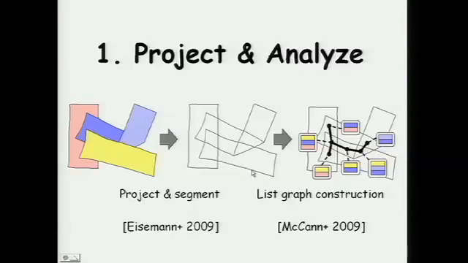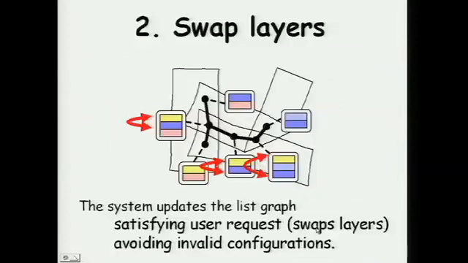And then we swap layers. This process is the main part of the algorithm. The requirement is that the system first satisfies the user request, which means the updated list graph should have swapped layers above the clicked position. And it is also important to avoid invalid configurations, I mean interpenetrations.